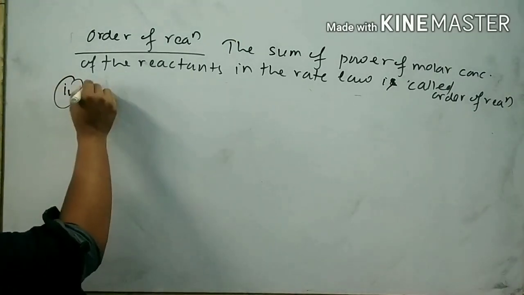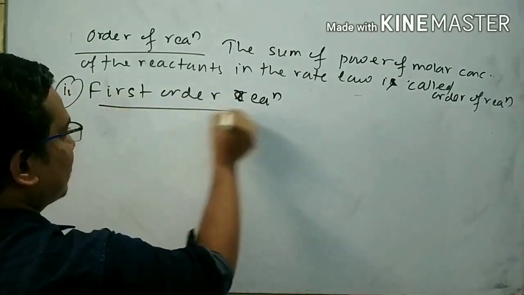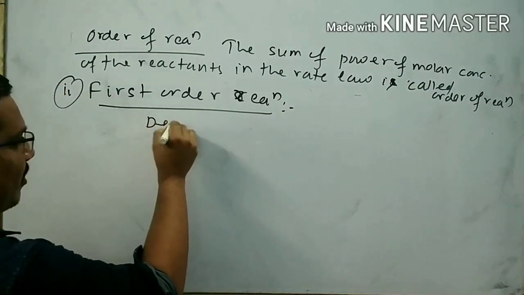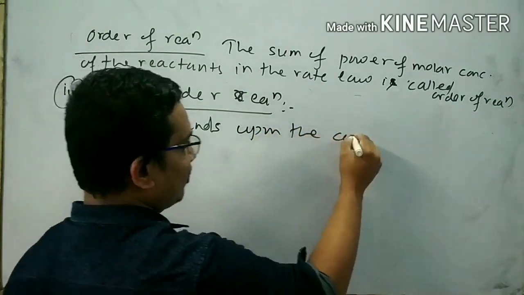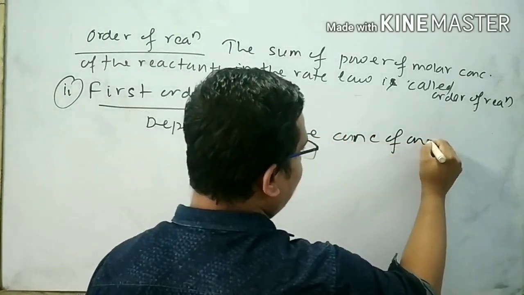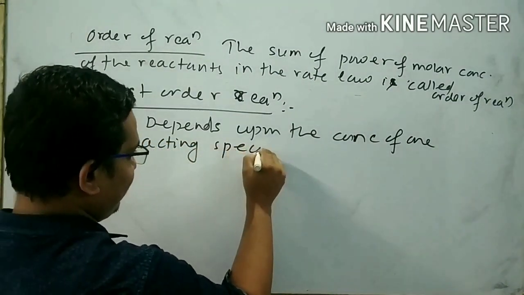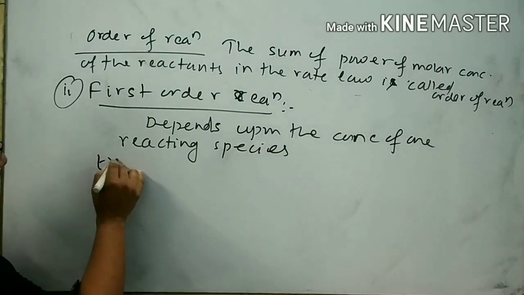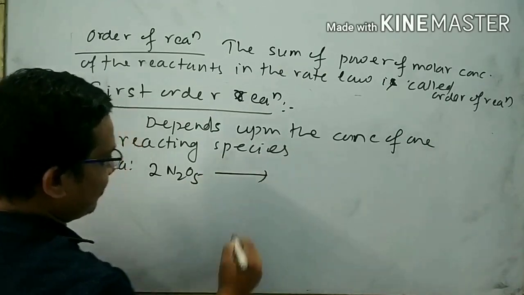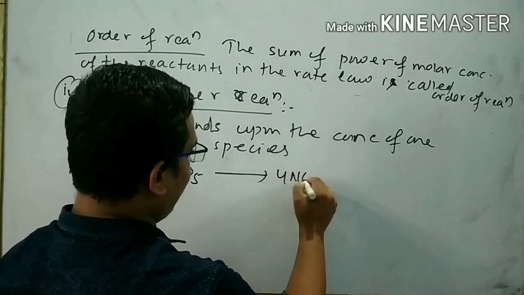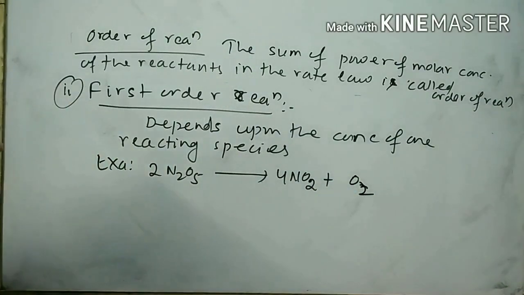Similarly, I will explain the first order reaction. In a first order reaction, the rate of reaction depends upon the concentration of one reacting species. An example of a first order reaction is 2N2O5 gives 4NO2 plus O2. This is an example of a first order reaction.